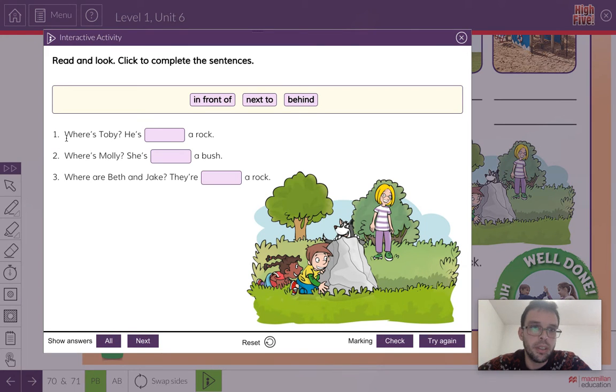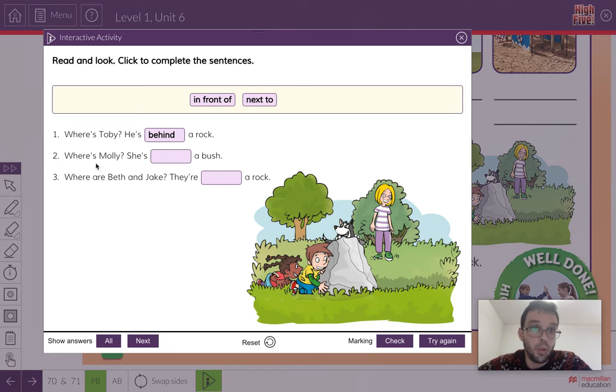So, number 1, where's Toby? Where's Toby? So, here's Toby here. It says he's a rock. What's the correct word? He's in front of a rock, he's next to a rock, or he's behind a rock? Which one is correct? Did you get it? He's behind a rock, behind a rock.